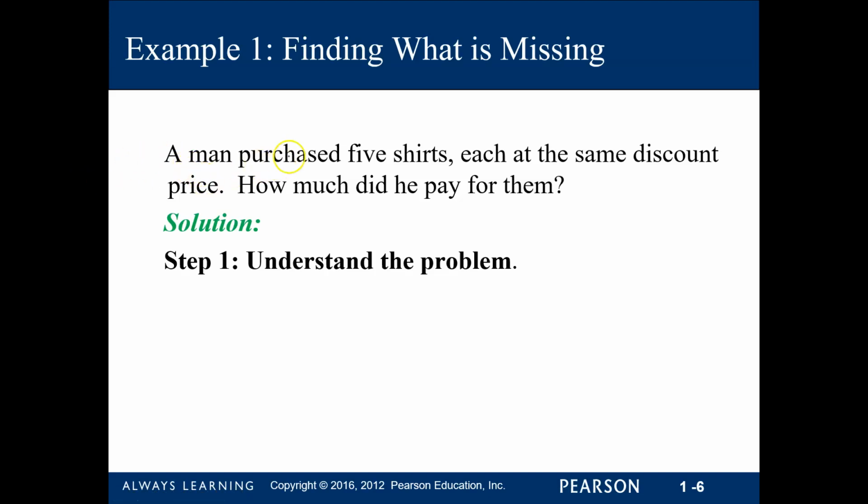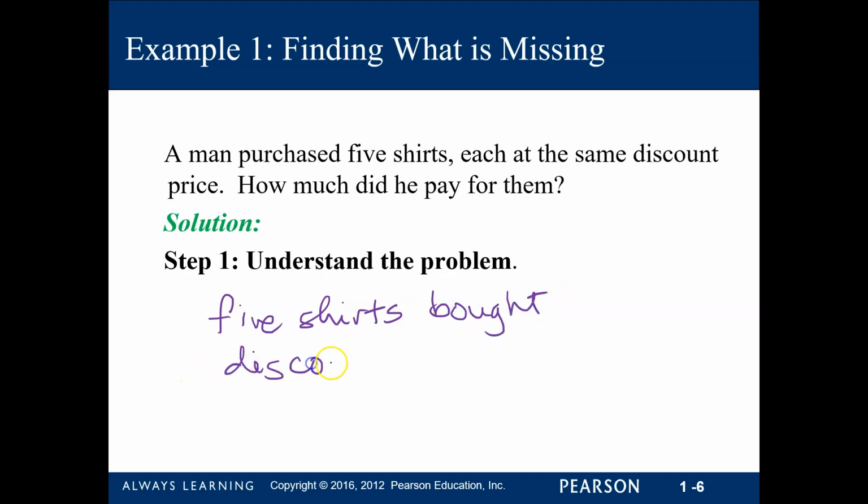So we have a man purchased 5 shirts, each at the same discount price. How much did he pay for them? Okay, so the first one, understand the problem. What do we have? We know that 5 shirts were purchased, and then each of them are discounted. And now what are we looking for? We are looking for how much was the cost all in all. Okay, so that is the question.